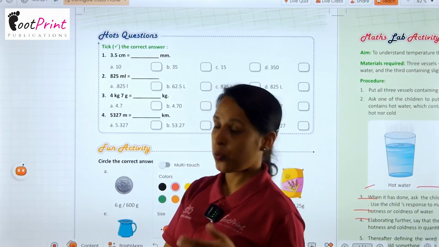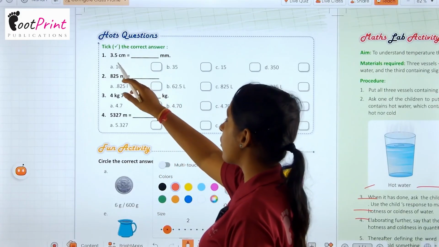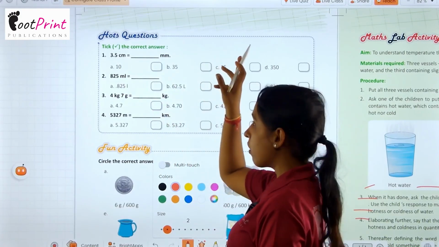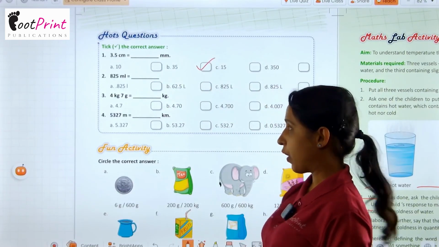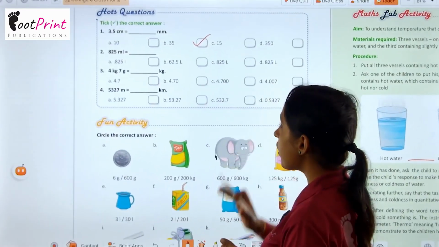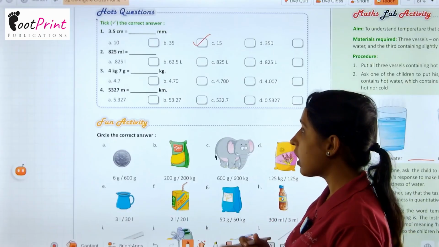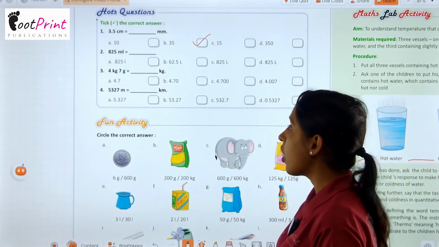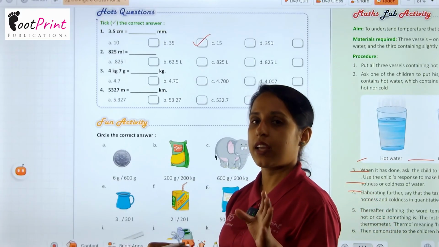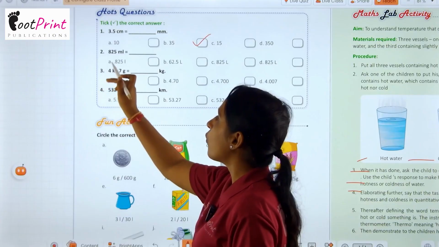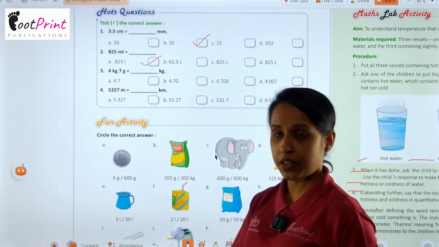3.5 centimeter equals how many millimeter? We know that 1 centimeter equals 10 millimeter. If we multiply 3.5 by 10, what do we get? We get 35 millimeter. Next one is 825 milliliter equals how many liters? We know that liter is the bigger unit. When we want to convert a smaller unit to a bigger unit, what do we have to do? Yes, divide. So 825 divided by 1000. What do we get? 0.825 liter.